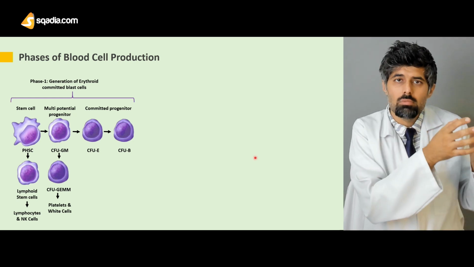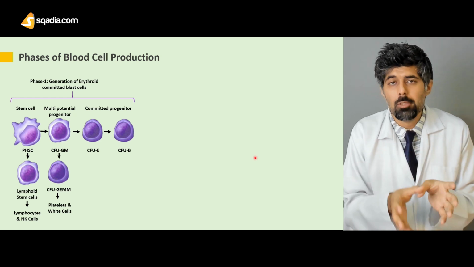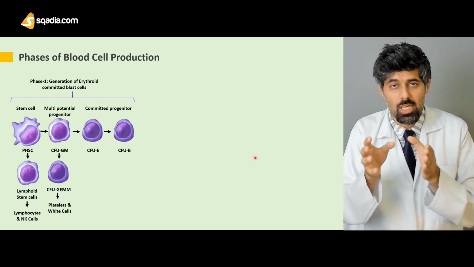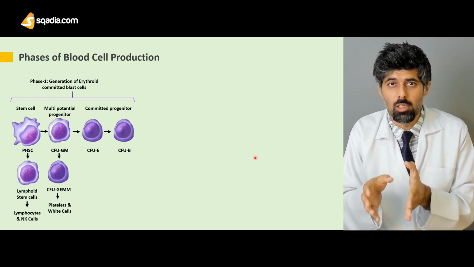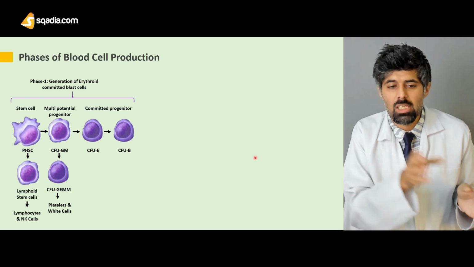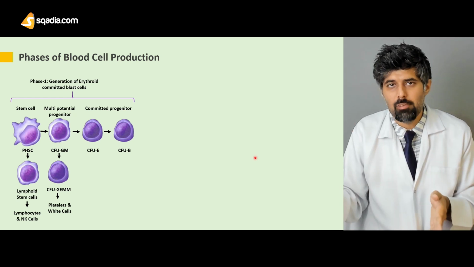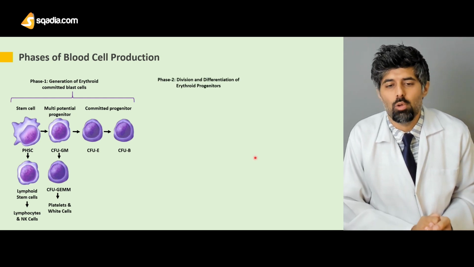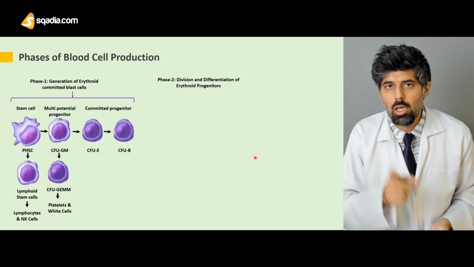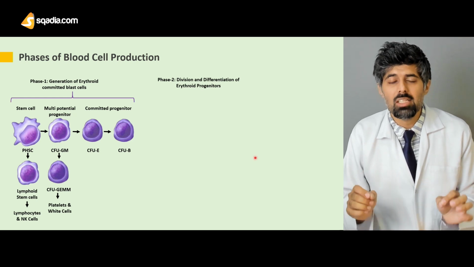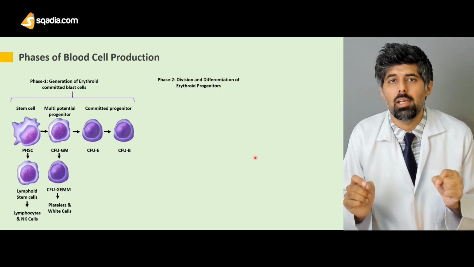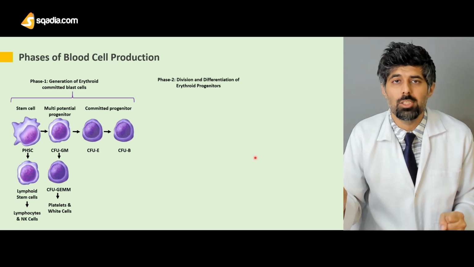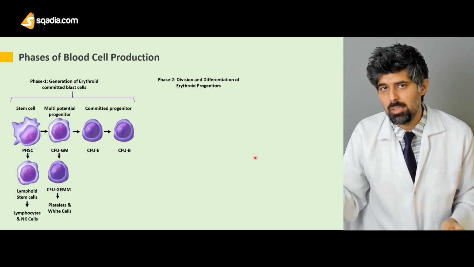So after the formation of a committed progenitor has happened from the non-committed one, which has differentiated itself enough from the other colony forming units, it gives rise to the second phase. Now, this second phase is the division and differentiation of the erythroid progenitors. Now, these erythroid progenitors, like I said, only follow one cell line. In this case, as we are learning erythropoiesis, they will only give rise to the progenitors of the RBCs.